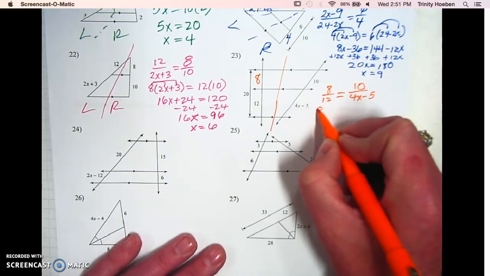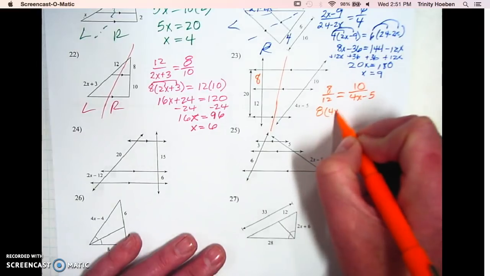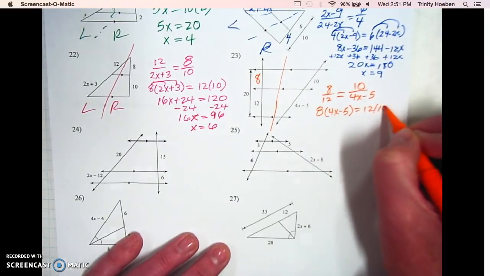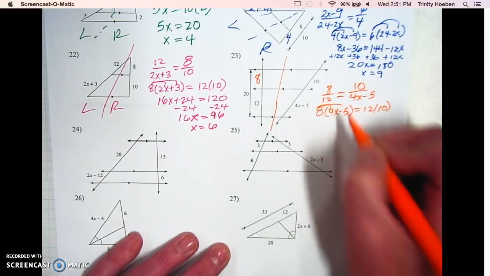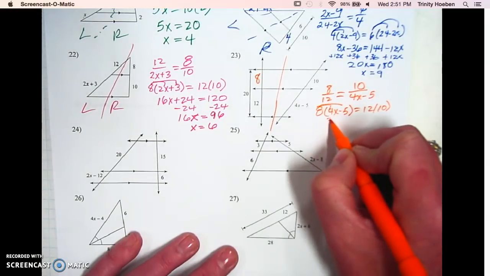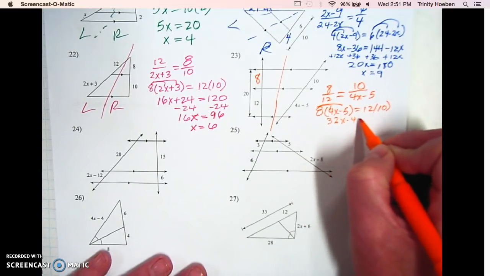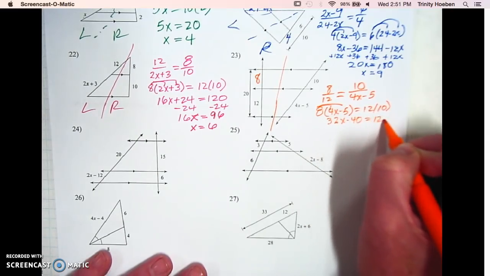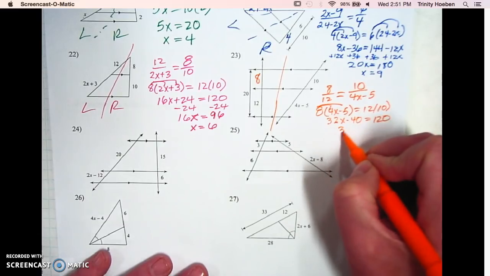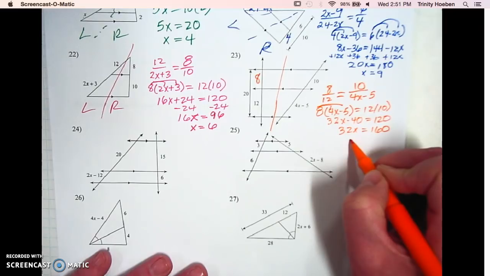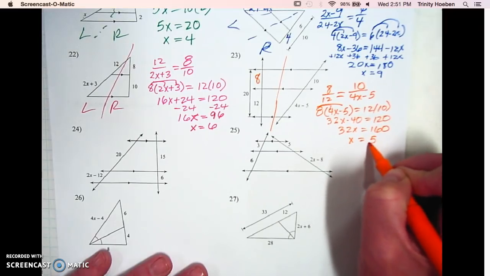And do your cross product. So 8 times 4x minus 5 on the left, 12 times 10 on the right. Do your distributing over here. You should get 32x minus 40 equals 120. Add that 40 to both sides, so you get 32x equals 160. And then divide both sides by 32, so you should get x equals 5.